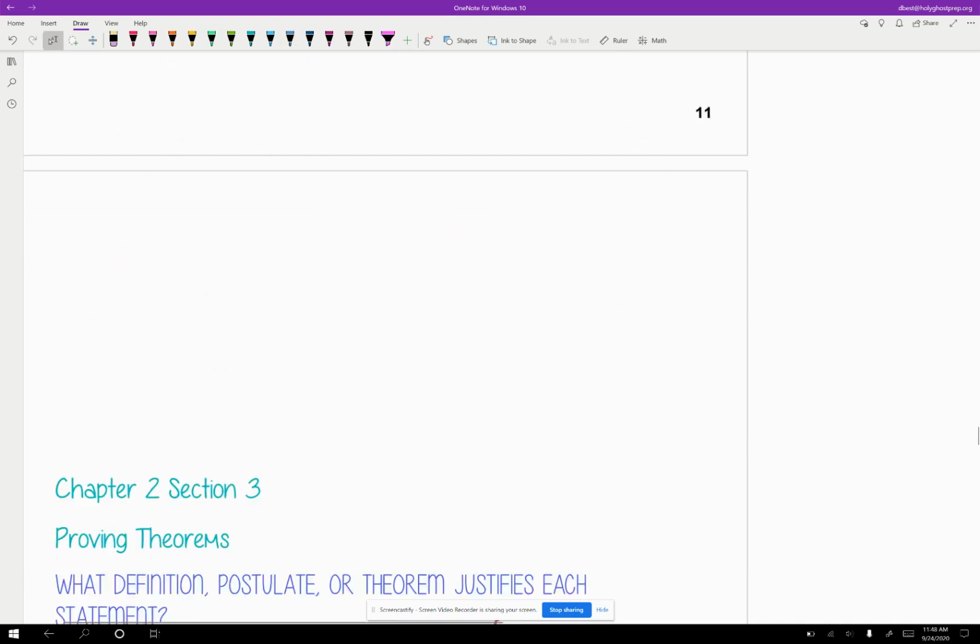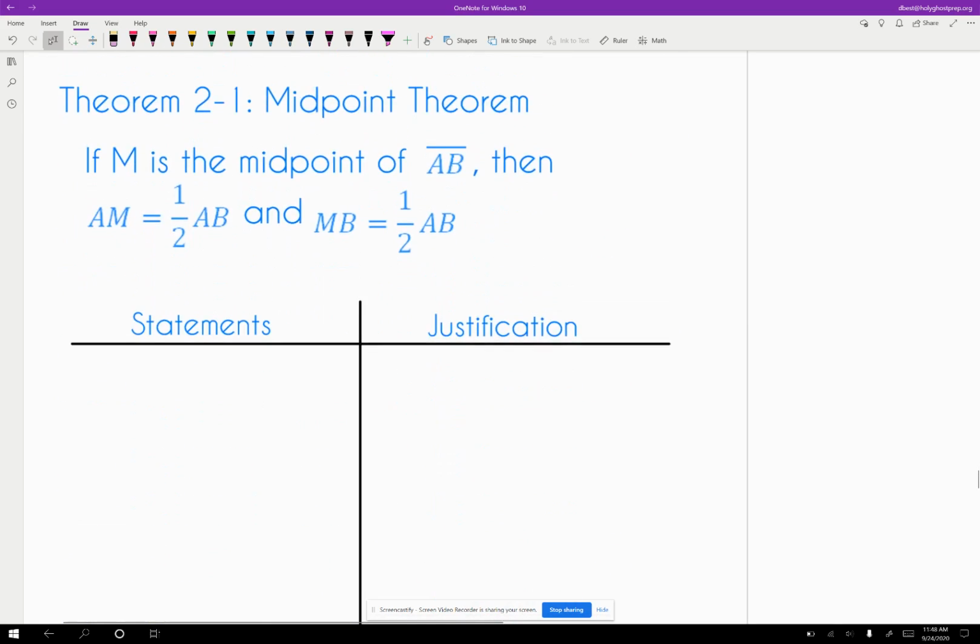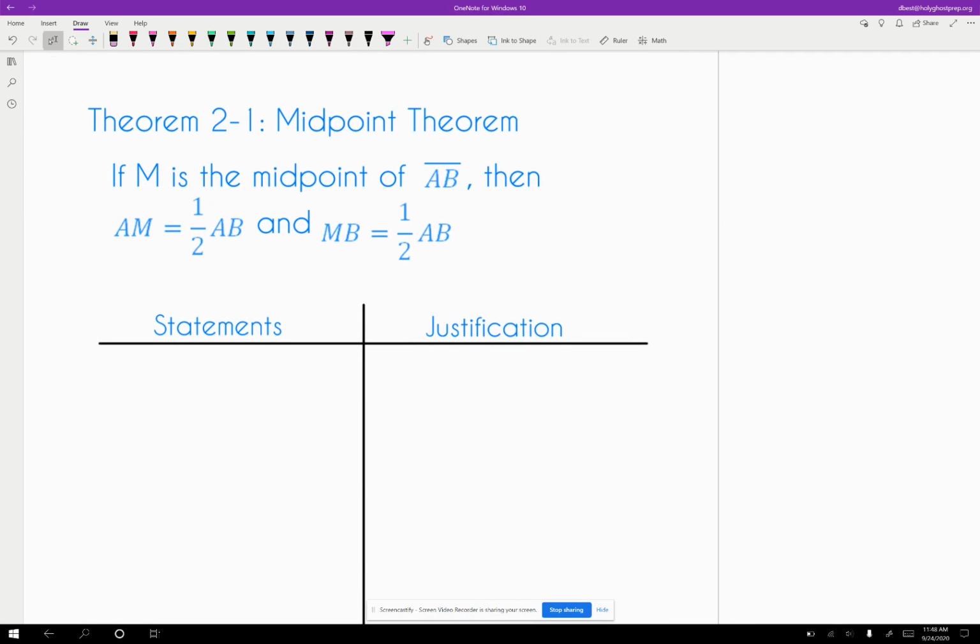And what we're going to do now is actually prove a theorem. So I want you to copy this theorem down, the midpoint theorem. The midpoint theorem says that if M is the midpoint of AB, then the segment AM is equal to half of AB, and the segment MB is equal to half of AB.